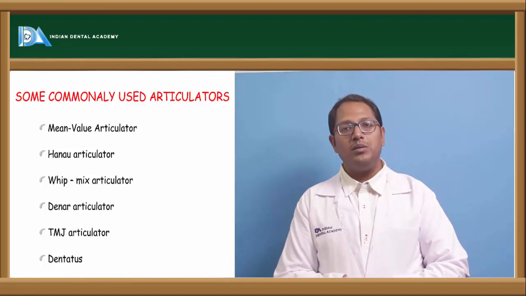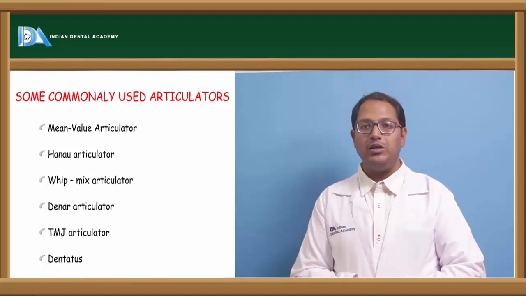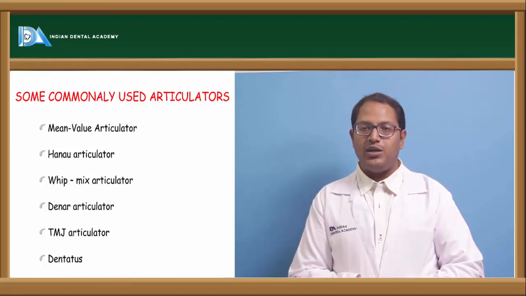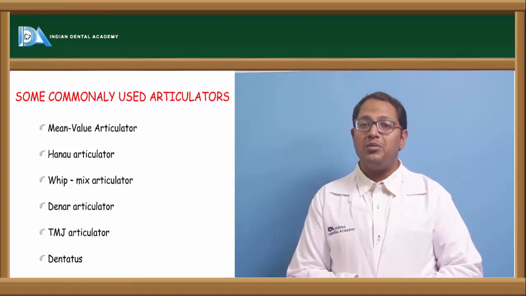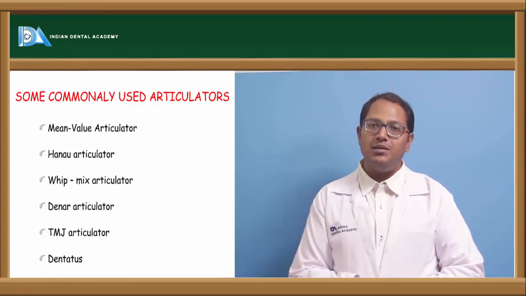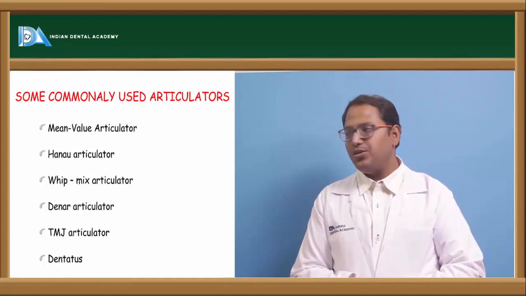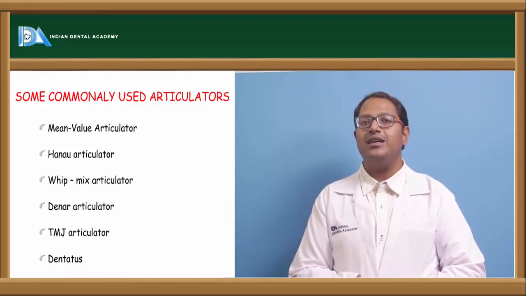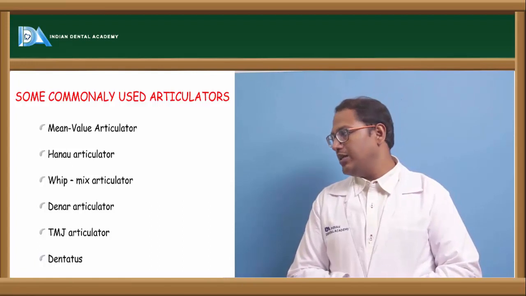What are some commonly used articulators? The mean value articulator. Why is it called mean value articulator? It is called mean value articulator because it is based on the arbitrary mean values of condylar guidance, incisal guidance and the Bennett angle: 30, 30 and 0. So based on that the articulator is made. So it is also called a 3-point articulator or a mean value articulator.